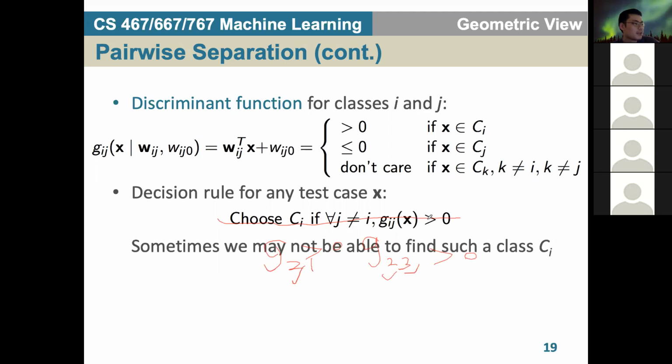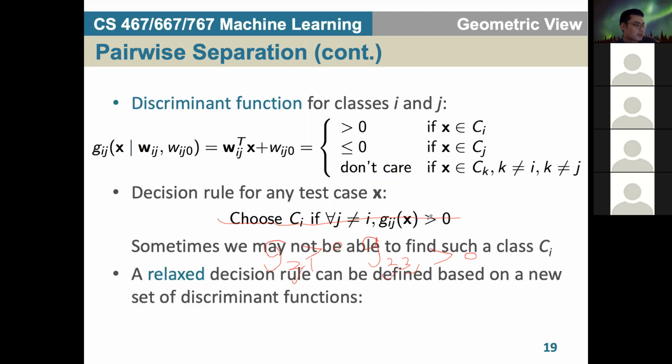But this is the ideal case. If you cannot find such a case, for example, G21 and G23 are both less than 0, and you do this not just for 2 but also for 1 and 3, and you find there's no clear winner, meaning you are not winning against all the others, maybe you win one of them but lose the other, then you don't satisfy this. And if that happens, we will use a relaxed decision tree, which is this one.